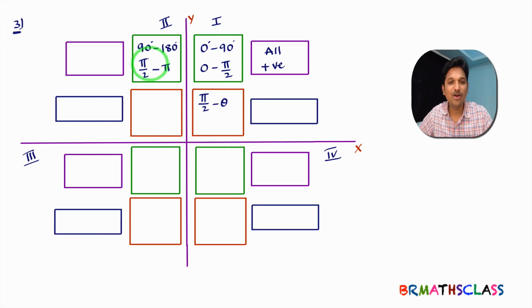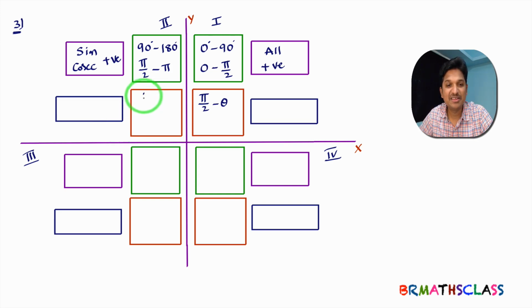Now, when it comes to trigonometric functions, which trigonometric functions are positive? In the second quadrant, sine is positive and cosec, its reciprocal, is positive. Remaining all are negative. In the second quadrant, sine theta is positive, cosecant theta is positive. These are the things we use very frequently while solving trigonometric problems. You need to memorize all these things.